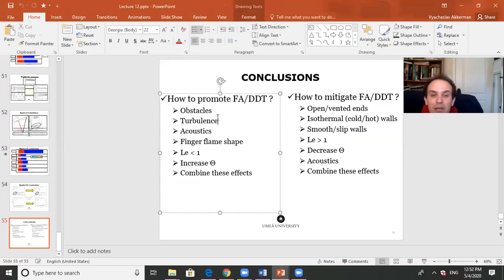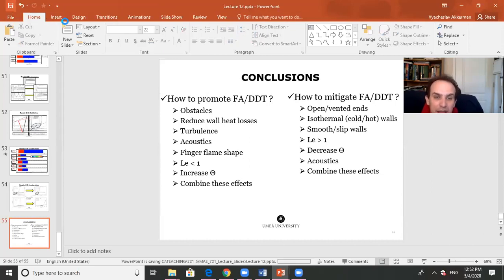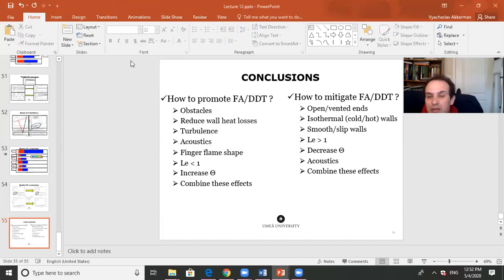And maybe now I can even write here: reduce heat losses. That is important, but why didn't I write it before? Because that does not work together with obstacles; it's either-or, I would say. That's what we did, and that's mostly what you should remember. I don't want to go through chapter 12 because we'll spend one more hour. We're already about 2 hours here.